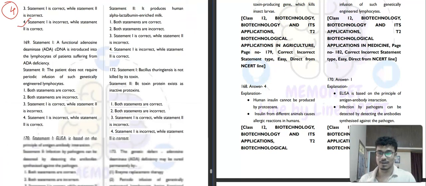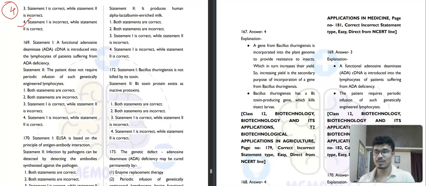Then question number 169. Statement first: a functional adenosine deaminase complementary DNA is introduced into the lymphocytes of patients suffering from ADA deficiency. This statement is correct. Then, the patient does not require periodic infusion of such genetically engineered lymphocytes. They do need periodic infusion of genetically engineered lymphocytes. So the third option will be our correct answer. Then question number 170.